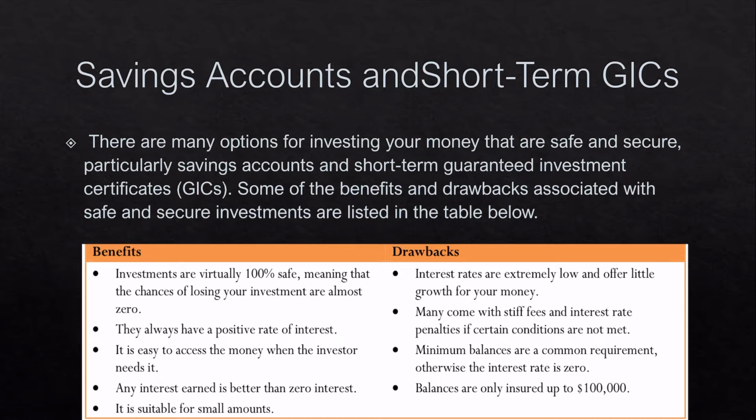What are the drawbacks? Interest rates are extremely low and offer little growth for your money. Many come with a stiff fee and interest rates. Penalties apply if certain conditions are not met. If you withdraw before the maturity date of that term deposit or guaranteed income certificate, then you have to pay the penalties. Minimum balances are a common requirement, otherwise the interest rate is zero, and balances are only insured up to $100,000, not more than that.